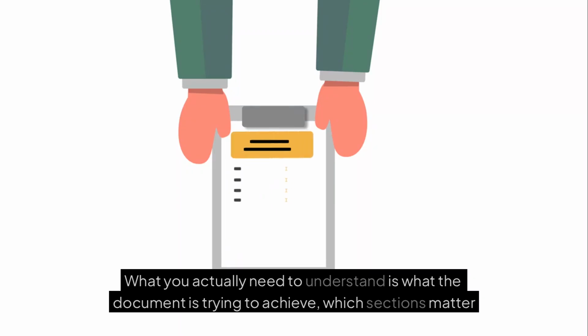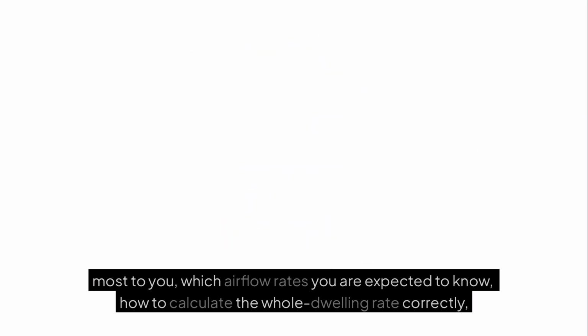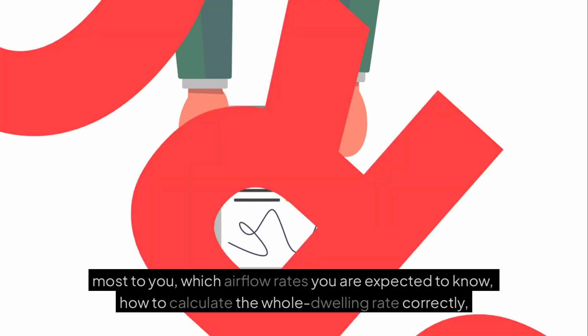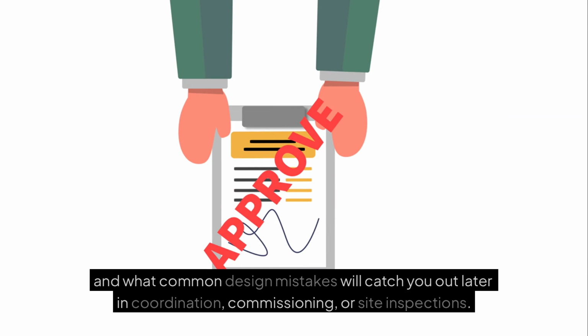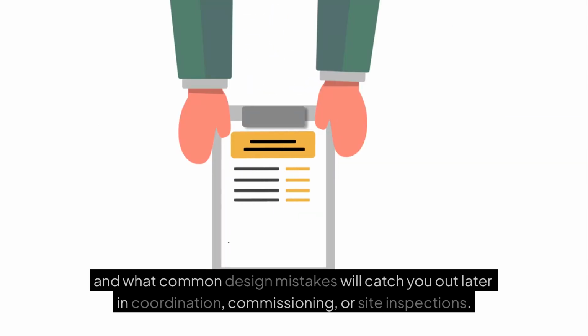What you actually need to understand is what the document is trying to achieve, which sections matter most to you, which airflow rates you are expected to know, how to calculate the whole dwelling rate correctly, and what common design mistakes will catch you out later in coordination, commissioning, or site inspections.